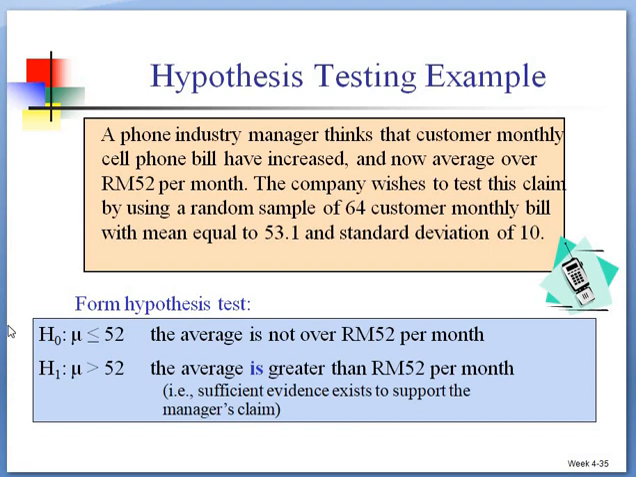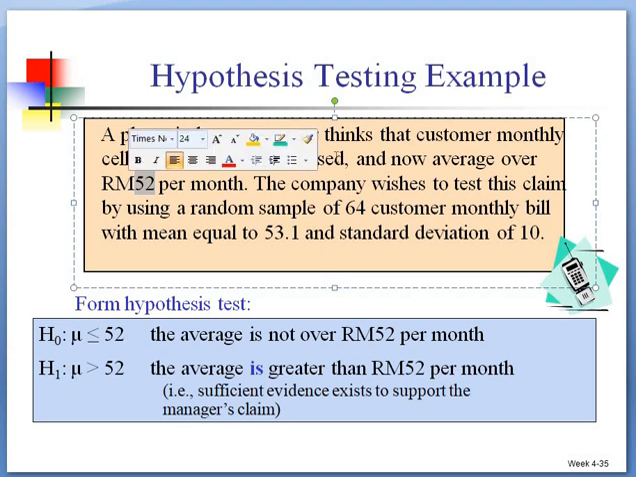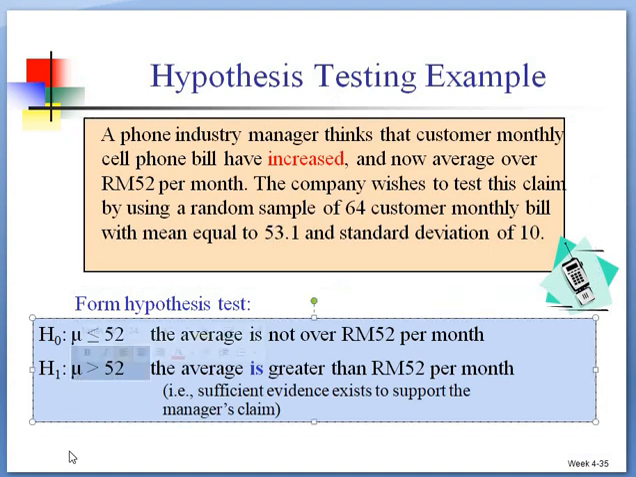So the first step, hypothesis. Since the question says 52 and the keyword is increase, we know that this is a 1-tail test. The alternative hypothesis: mean is greater than 52, why greater than? Because we have the keyword increase here. While the null hypothesis will be the opposite side: mean is less than or equal to 52.